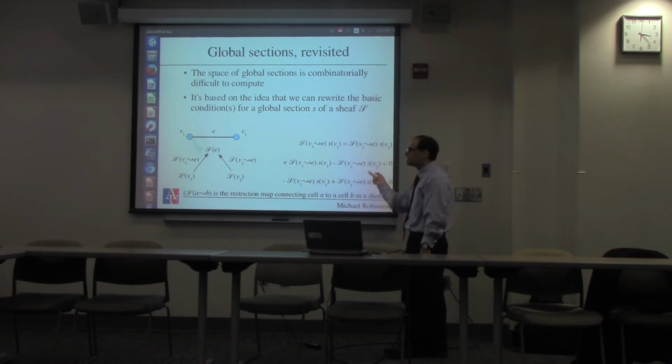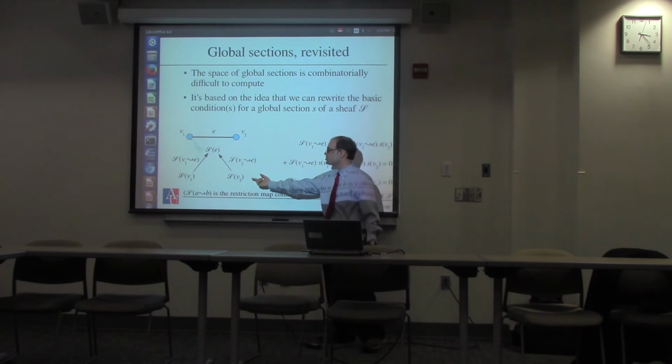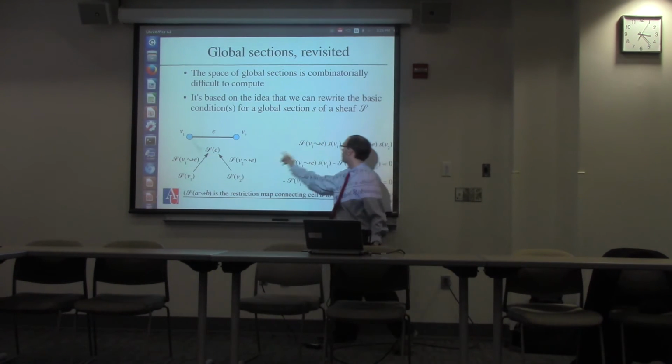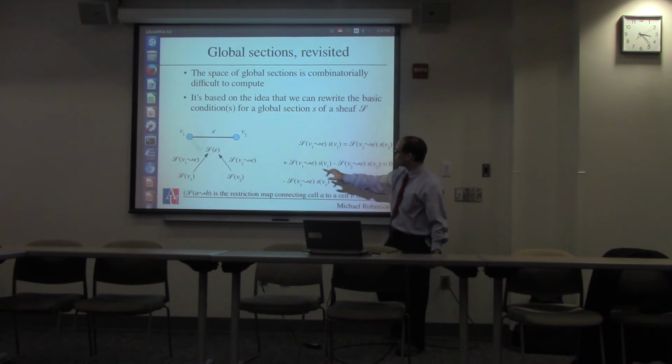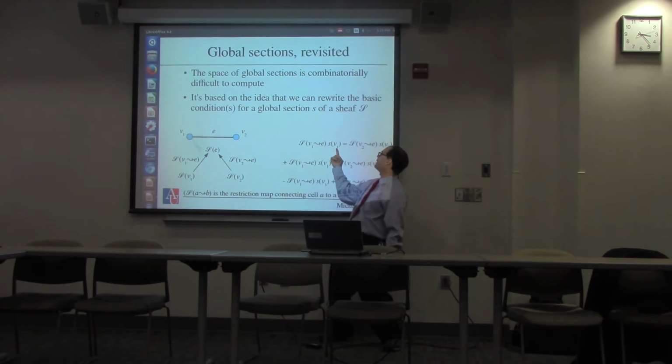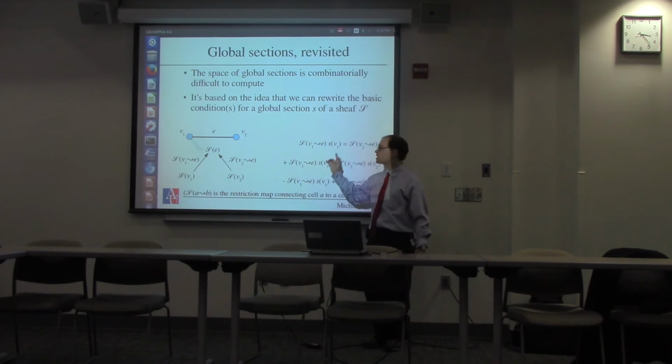The condition that a section of this thing is a global section is that the data over V2, S over V2, is equal to the data over V1, S over V1, precisely when I push them through the restriction maps, I get equal.